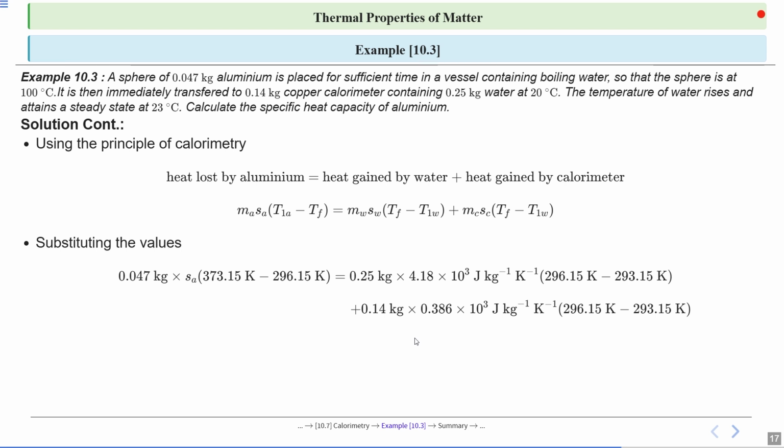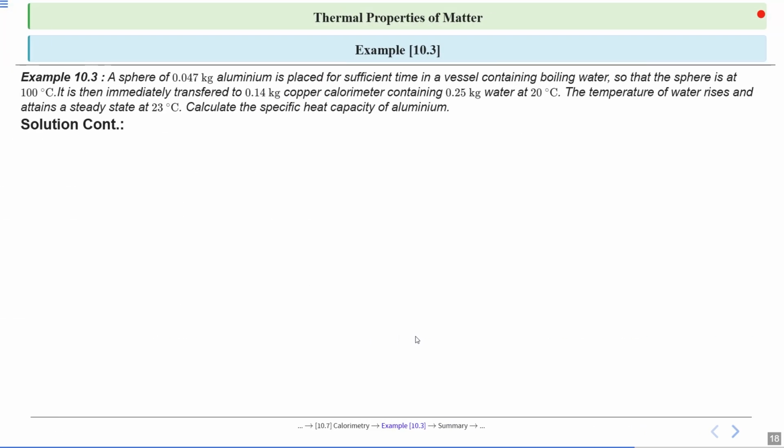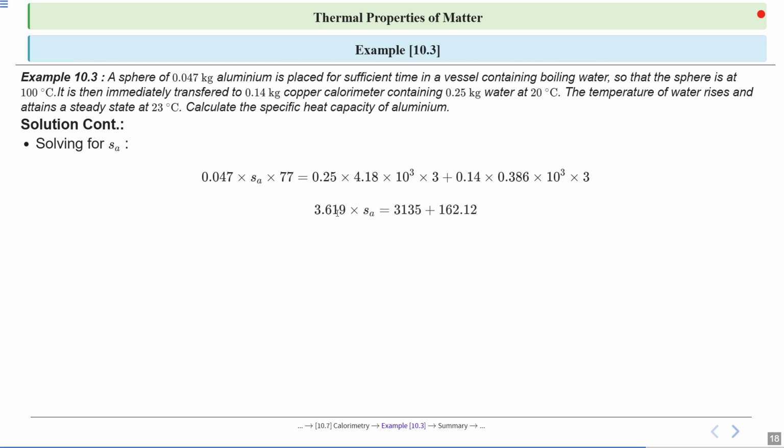All right, so solving for Sa, it will be 0.047 into Sa into 77 is equal to 0.25 into 4.18 into 10 raised to the power 3 into 3 plus 0.14 into 0.386 into 10 raised to the power 3 into 3. All right, so it will be 3.619 into Sa is equal to 3135 plus 162.12.